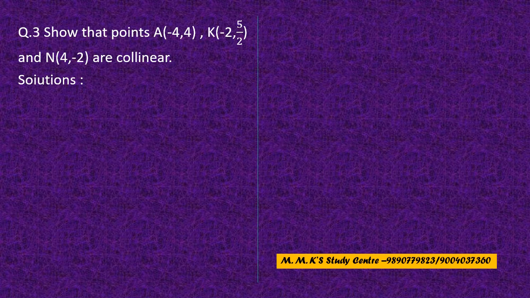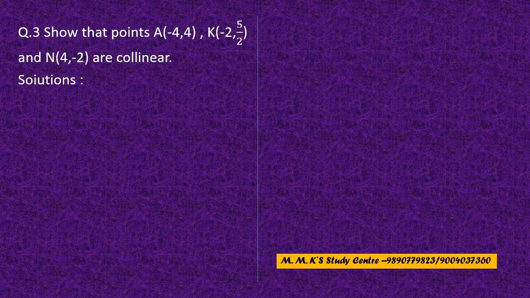So we have to show that points A, K, N are collinear points. In the solution, we'll find out the slopes of AK and KN, and then we will compare them. So slope of line AK: A I have considered as x1, y1 and K I have considered as x2, y2.